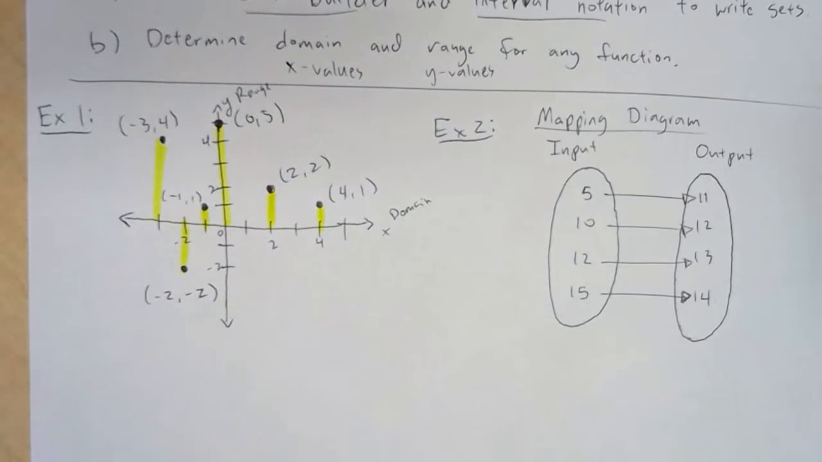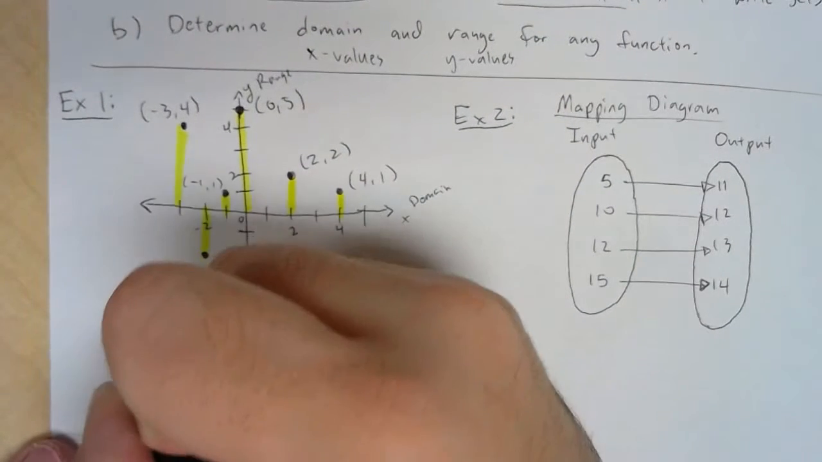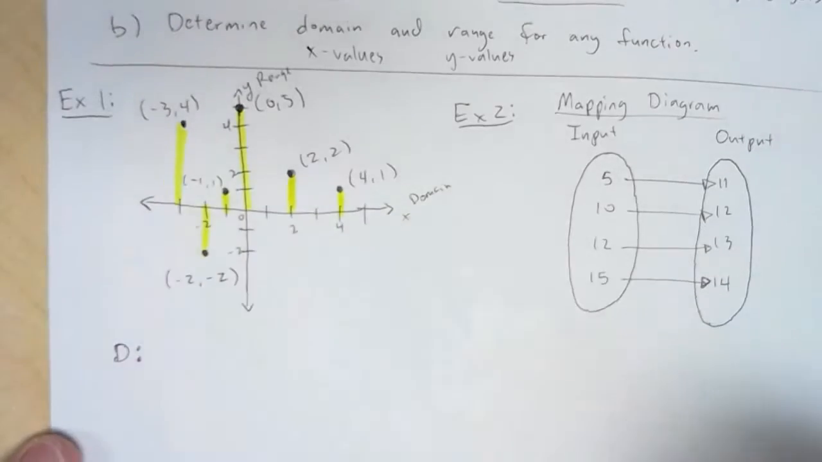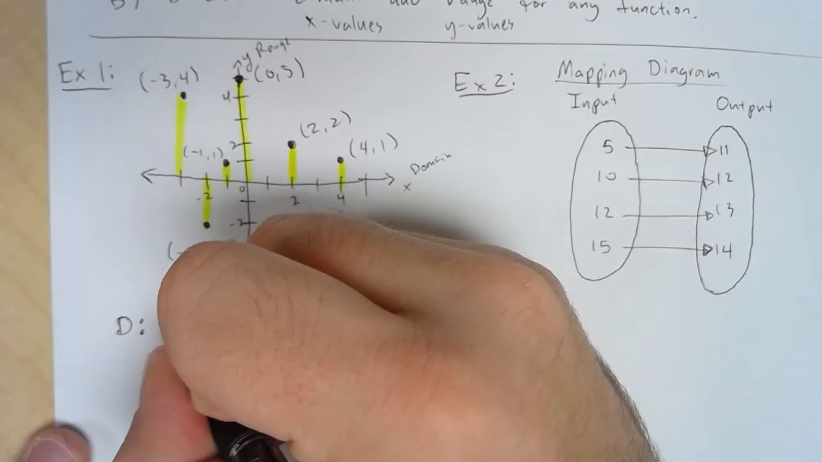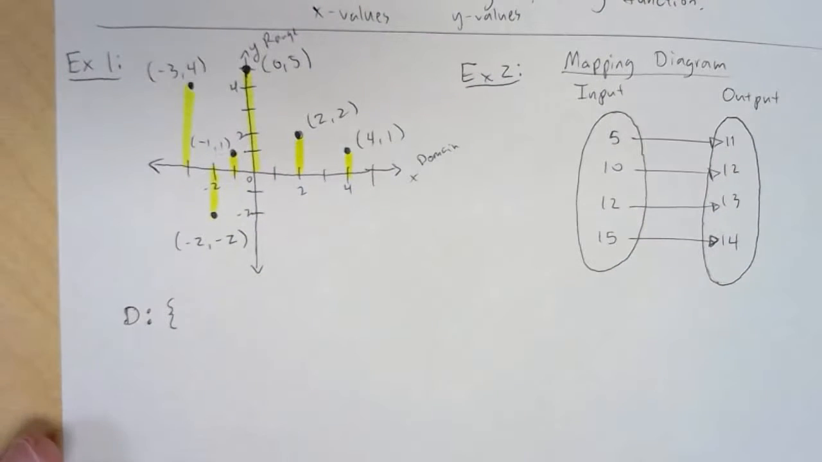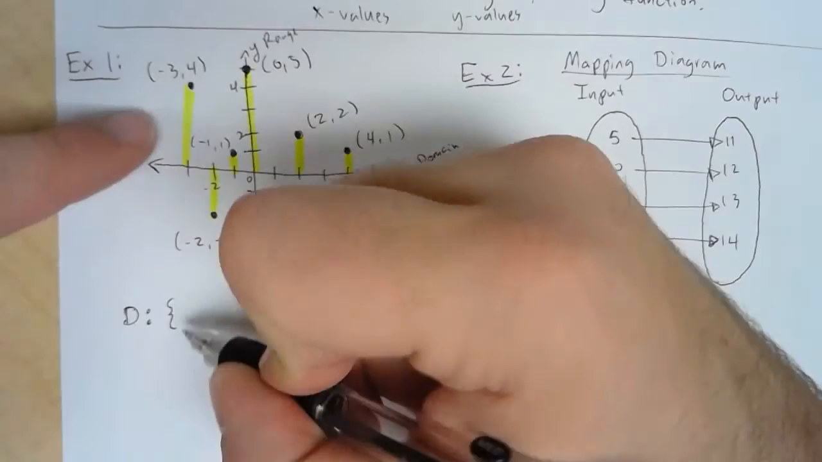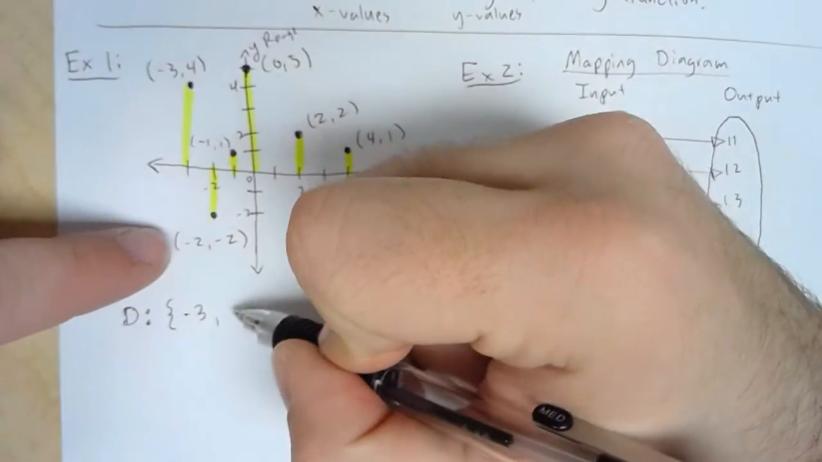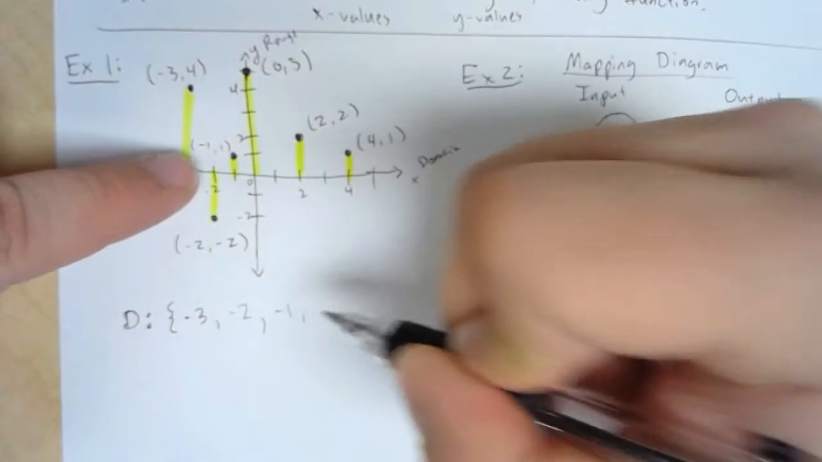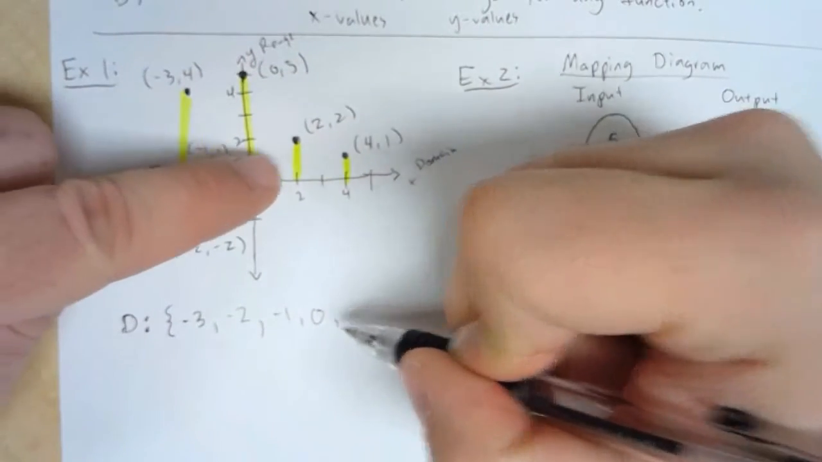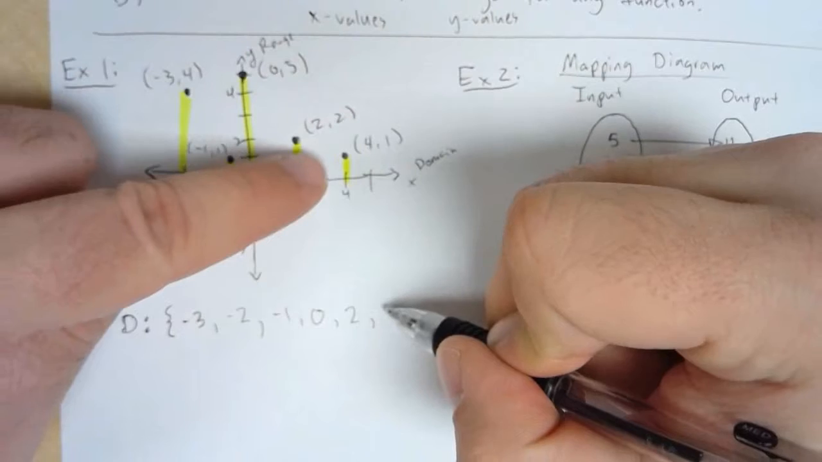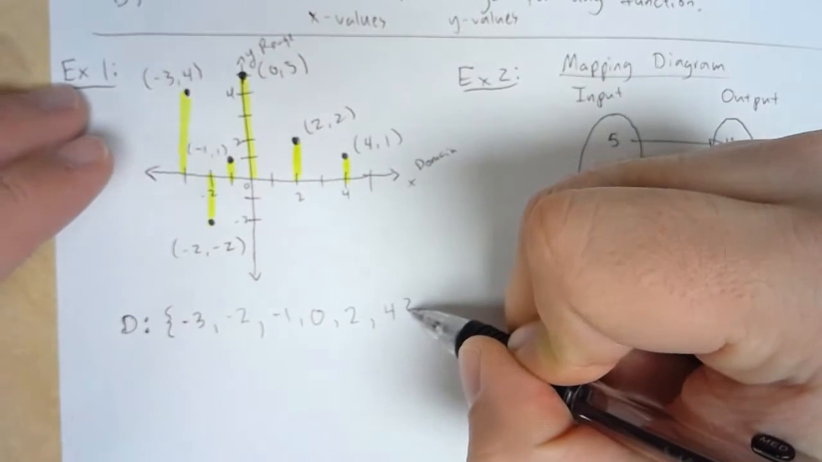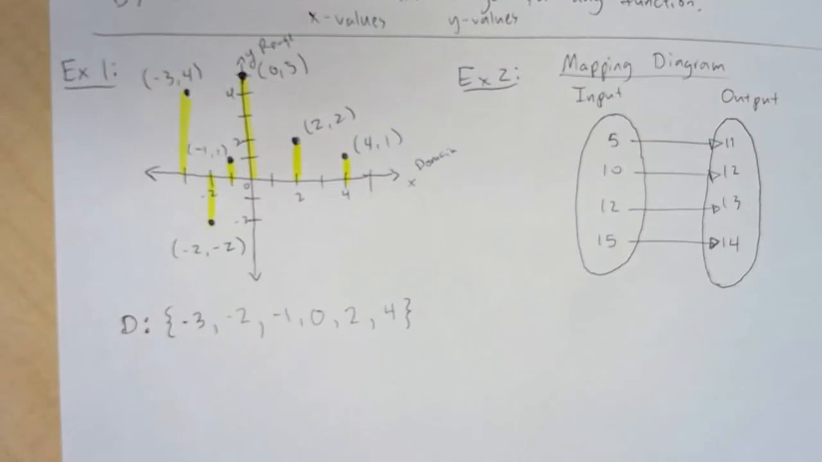So then, if we're to write our domain, we say our domain is, so this is a capital D and then a colon, and then a fancy bracket, and I know it might take a couple tries, but you'll get it. Our domain is, and we write this from least to greatest without repeats. So we look at our lowest number first, which is -3, comma, -2, comma, -1, comma, 0, comma, 2 is our next one, comma, and 4 is our last one. And then we finish it with the other end of the fancy bracket.